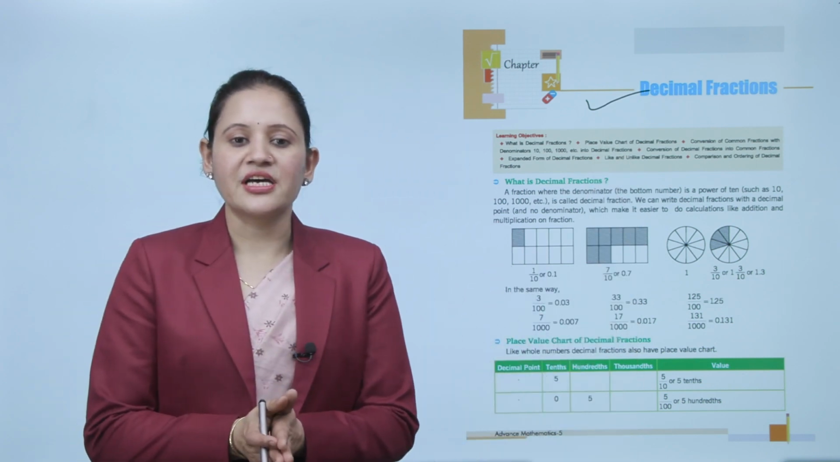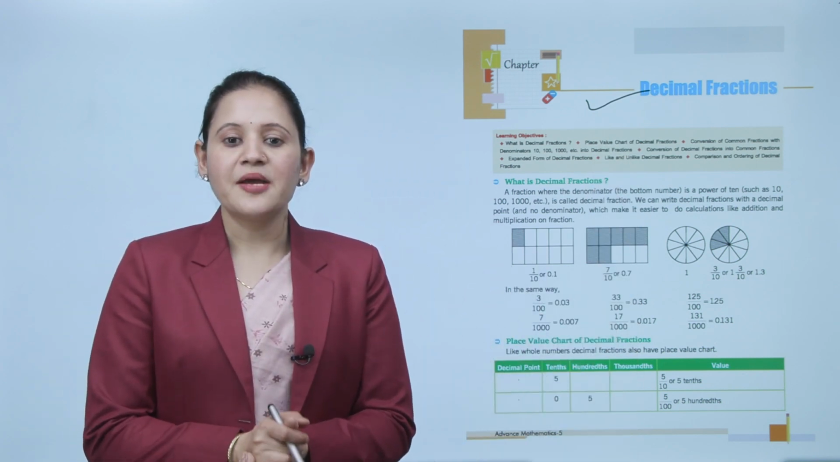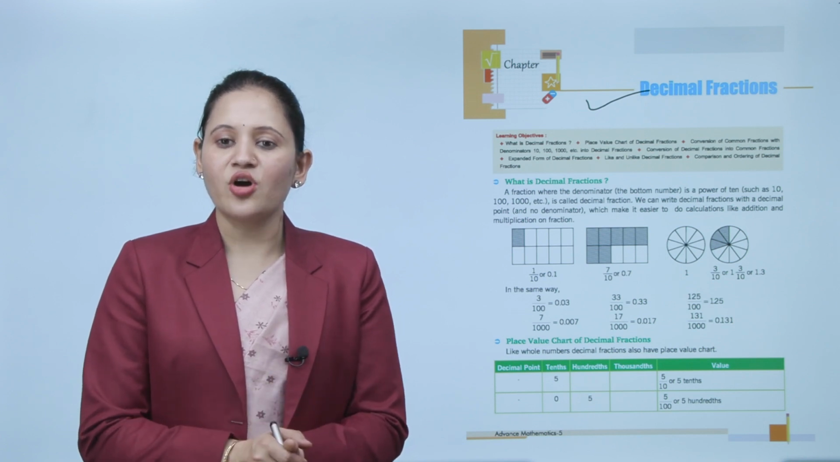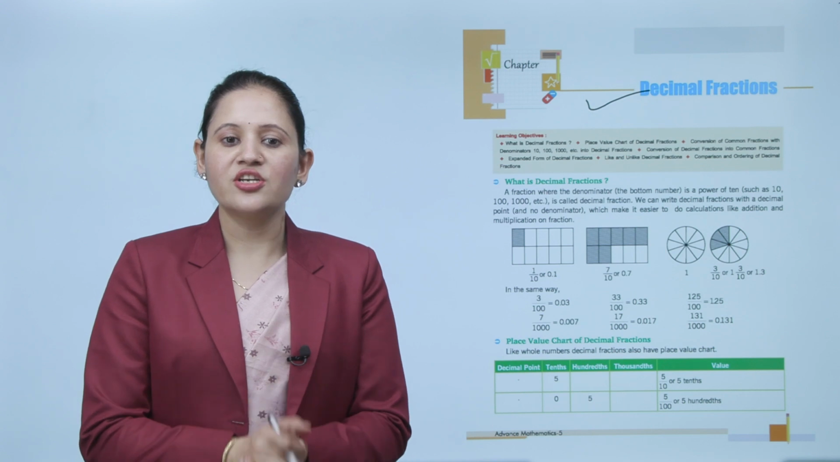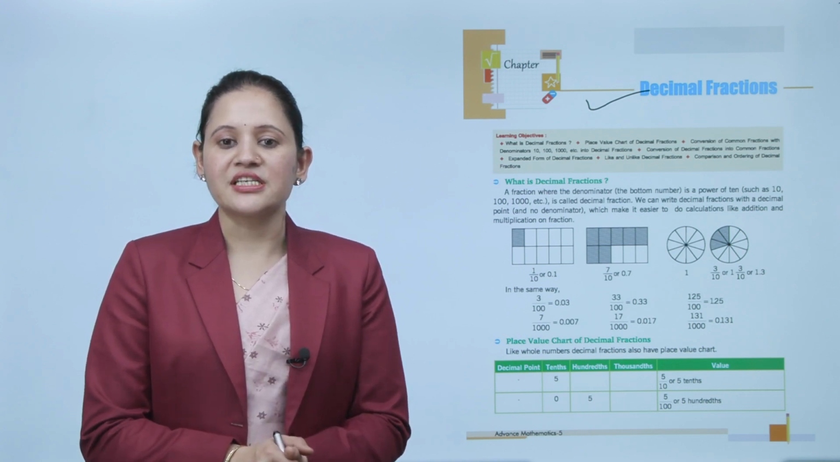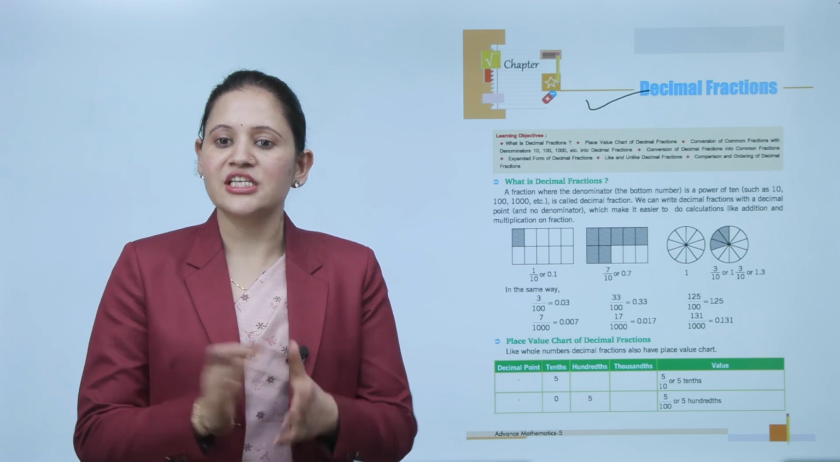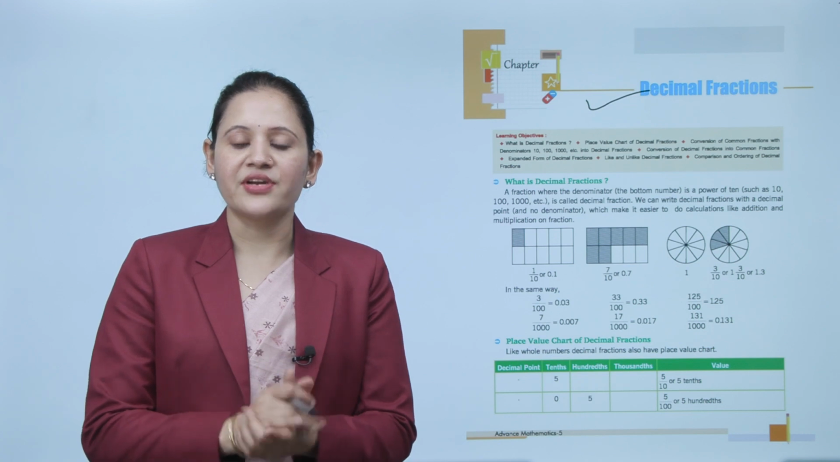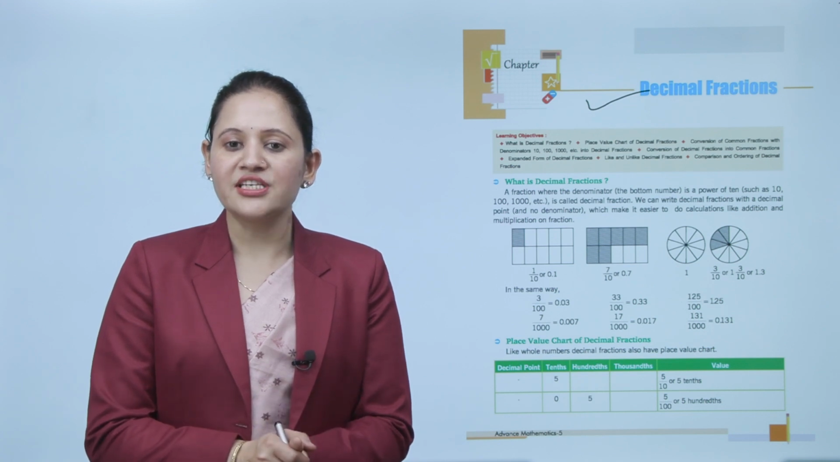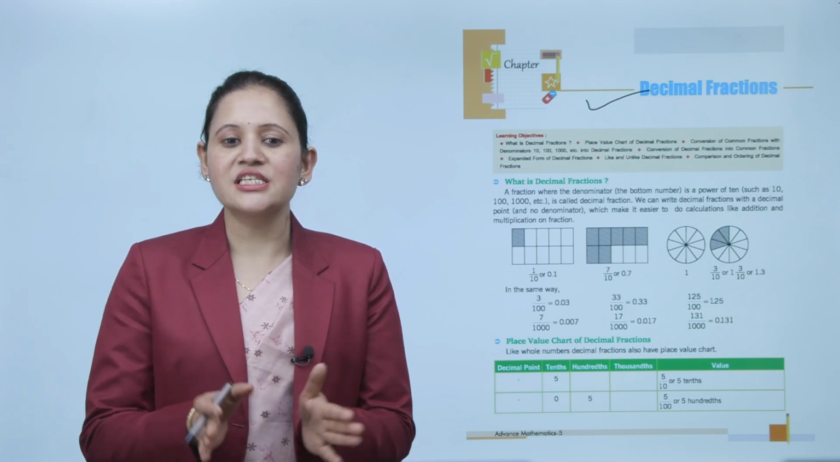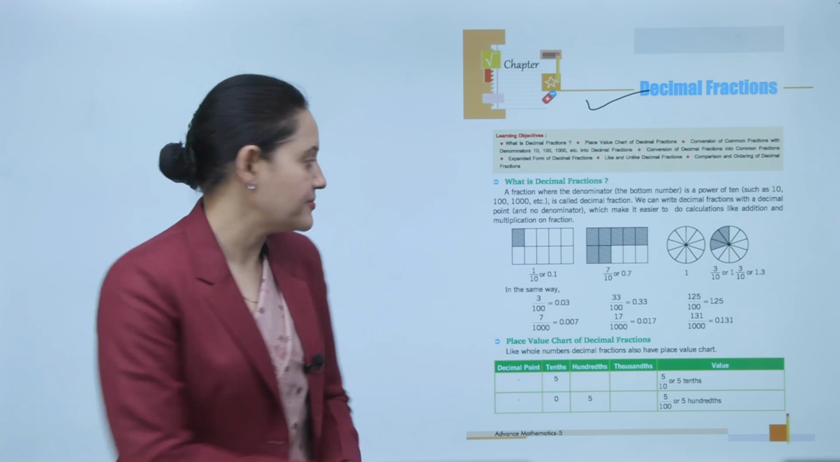Our learning objectives are: what is decimal fractions, place value chart of decimal fractions, conversion of common fractions with the denominator 10, 100, 1000, etc. into decimal fractions, conversion of decimal fractions into common fractions, expanded form of decimal fractions, like and unlike decimal fractions, comparison and ordering of decimal fractions. So first is, what is decimal fraction?